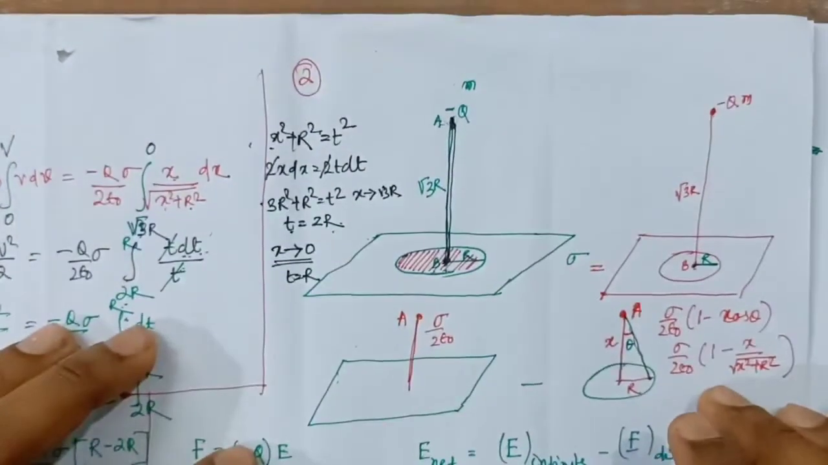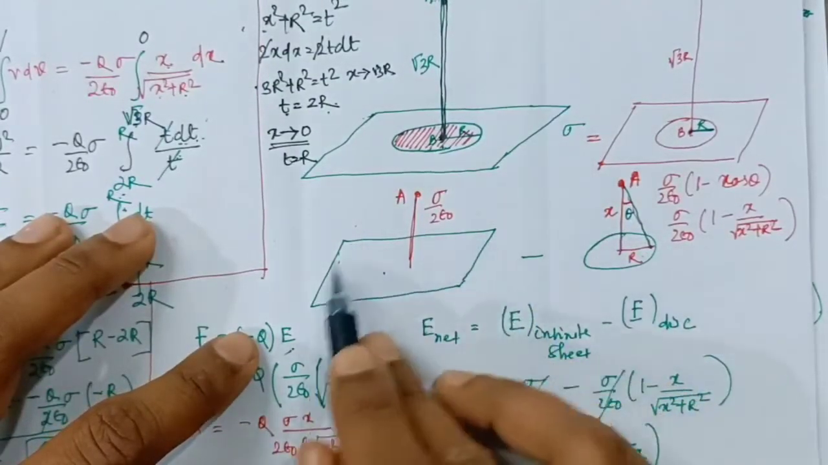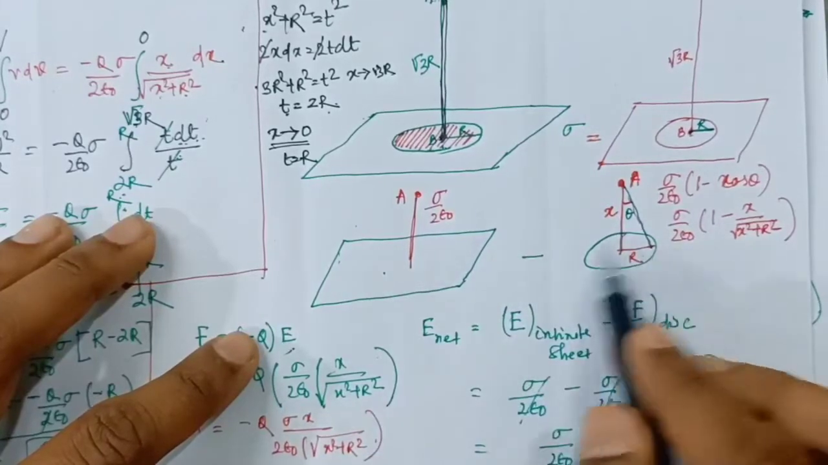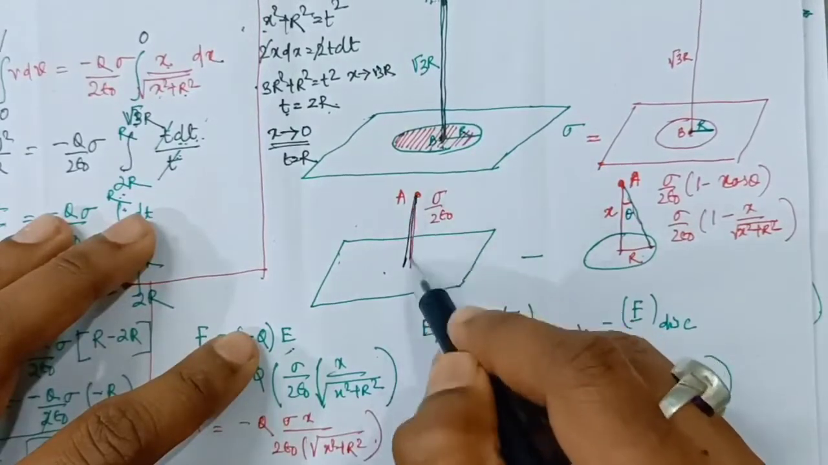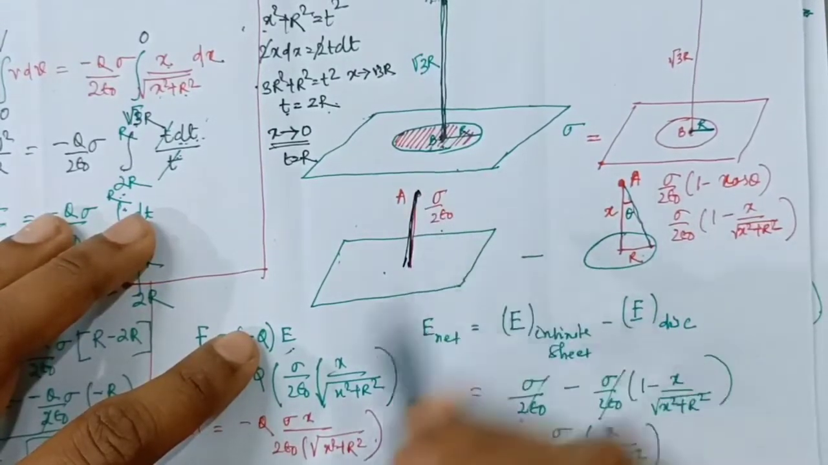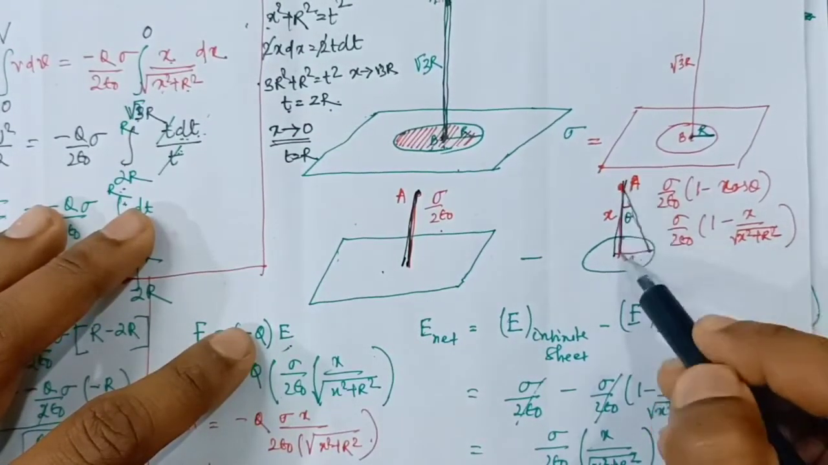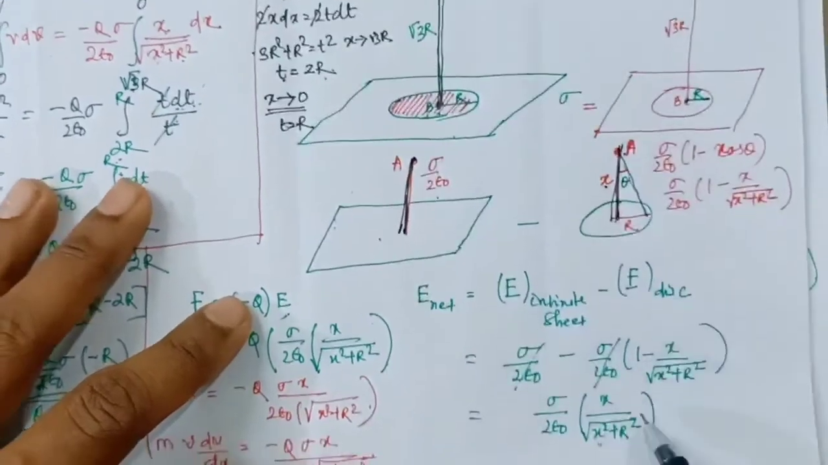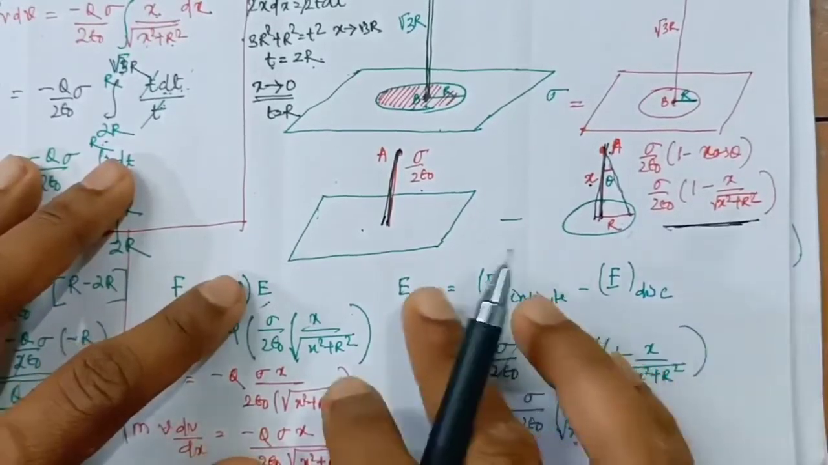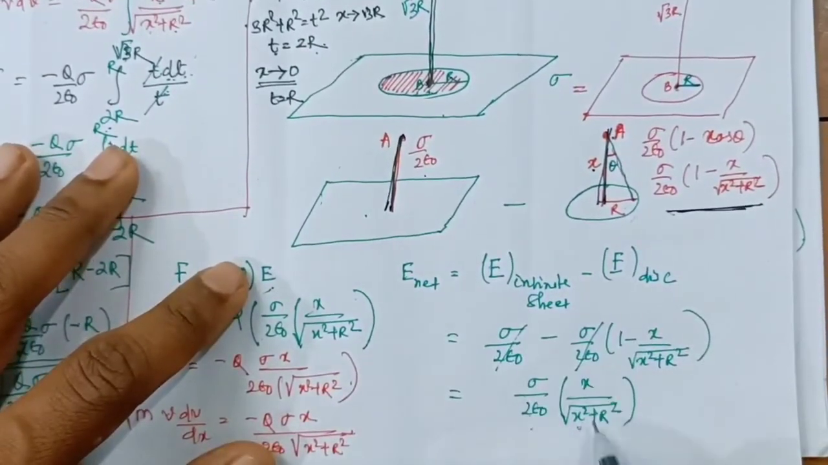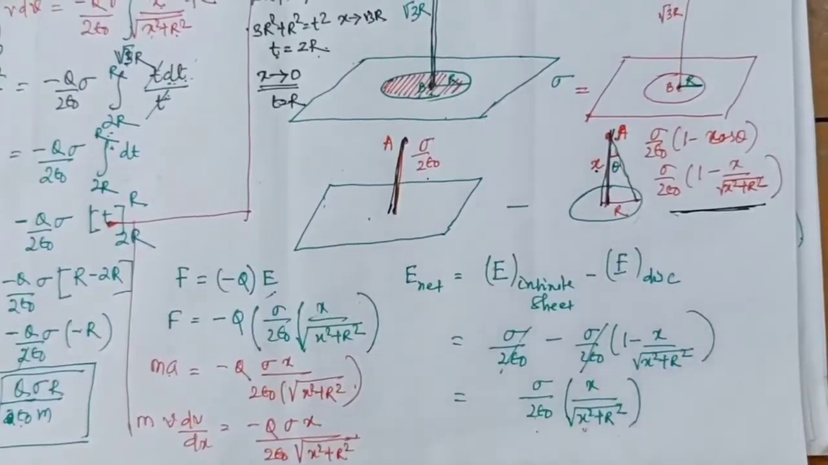You can say this situation is a combination of this situation and this situation. If from the infinite sheet I remove one disk section, I will get this desired result. I know the expression of electric field at point A, that is sigma by 2 epsilon naught, and I know the expression of electric field at distance x due to the disk. In our previous lecture, this was already derived. So the net electric field I will get is sigma by 2 epsilon naught x by x square plus r square.